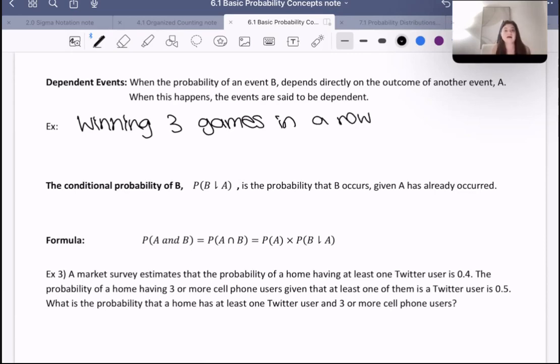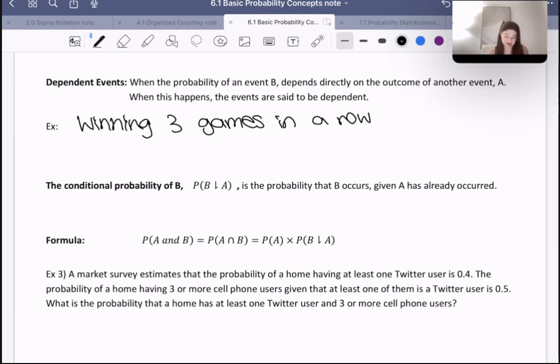right? In this case, we must win the third game after winning the first 2 games, right? We need to win the first 2 games in order to win the third game, in order to have this outcome be the case. Let's say that I didn't win the first 2 games, well, then it's impossible to win those 3 games in a row, right? I need to win a third game after I've already won 2 previously in order for this to be true. And so the previous events do matter in terms of the outcome here.